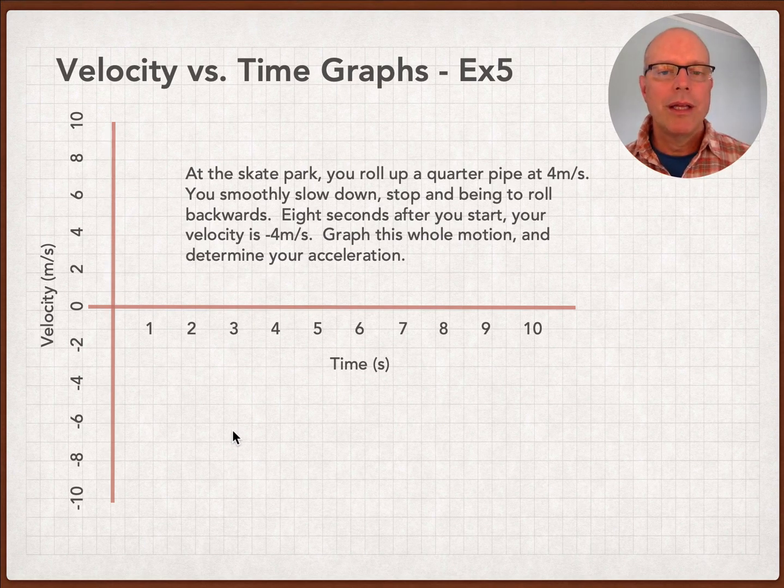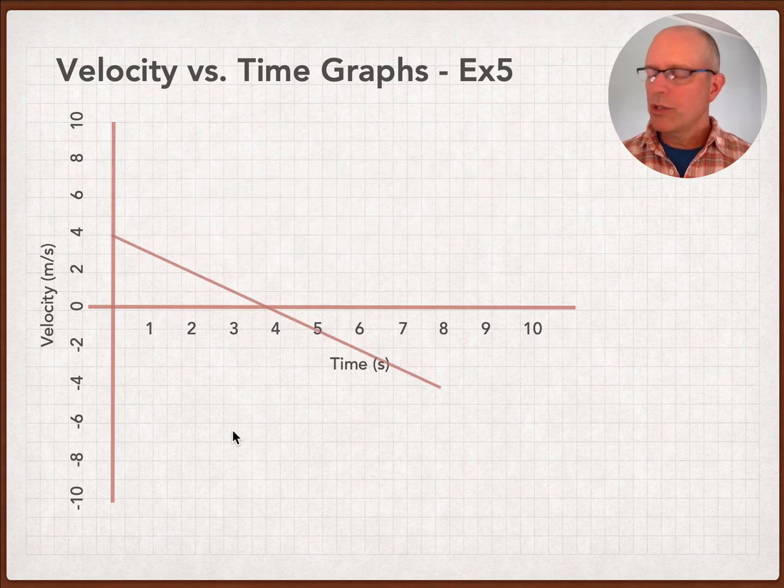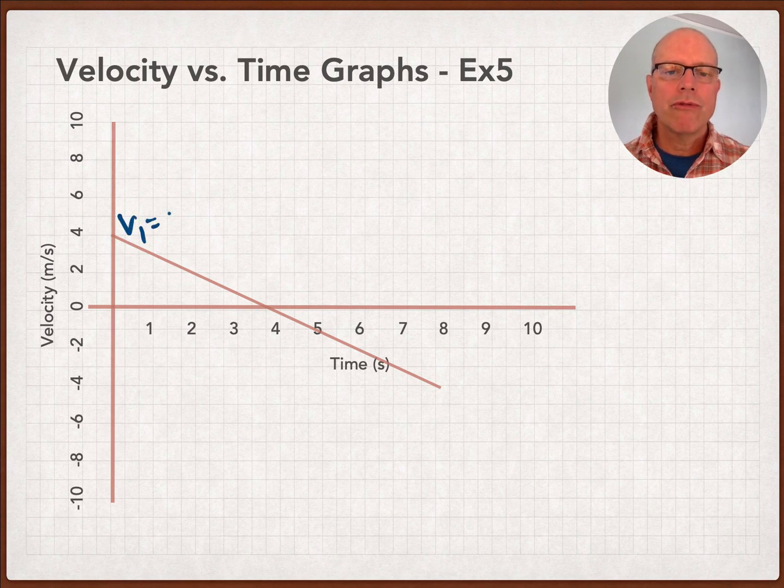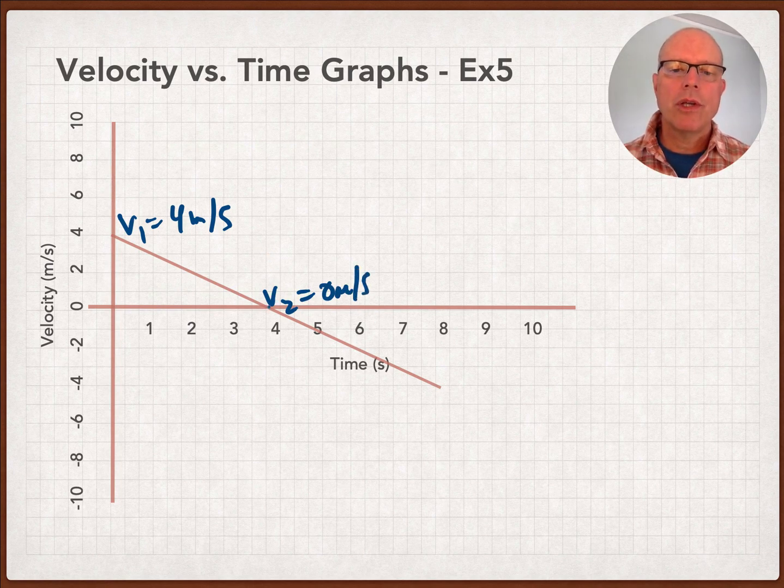Third example is in a skate park. It's you rolling up a quarter pipe, slowing down, stopping, and then rolling backwards, all very smoothly. So you can pause this and read it further if you want to. But when we graph it, what we're going to get is a graph that looks like this. You start out with a velocity of v1 equals 4 meters per second. Sometime later, let's call it at 4 seconds, v2 equals 0 meters per second. So hopefully you look at that and you go, oh yeah, that's where I stopped.